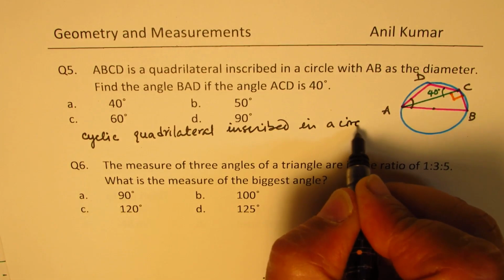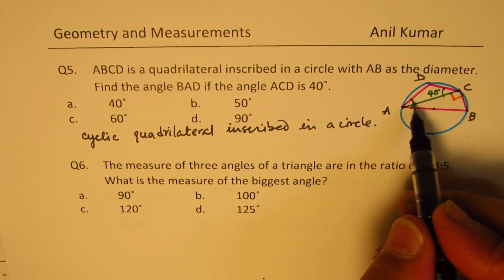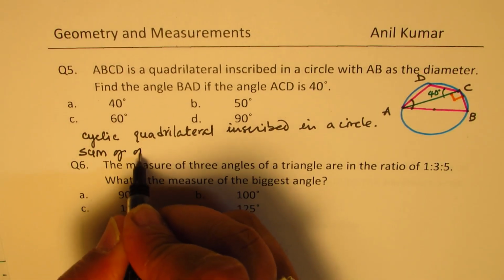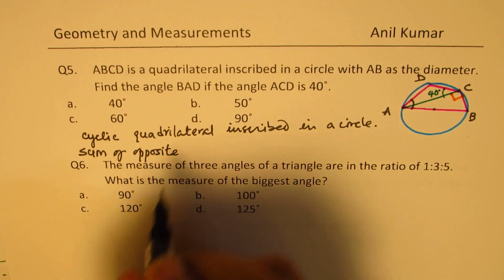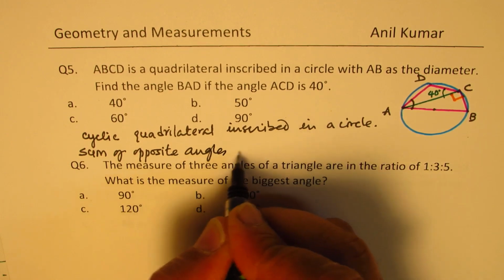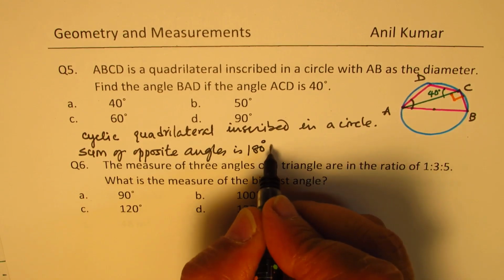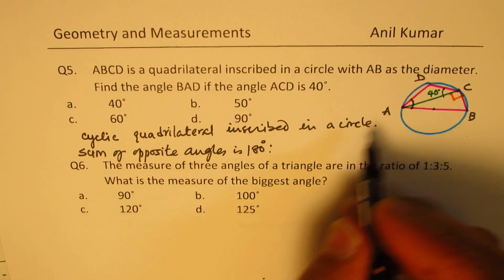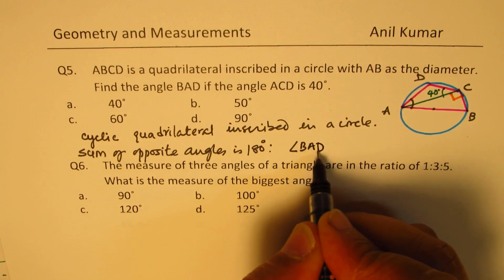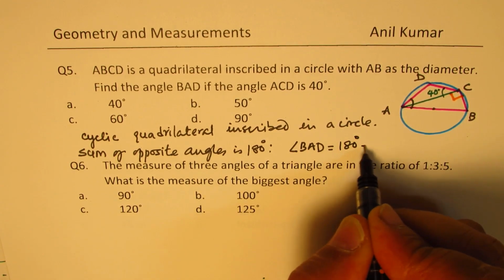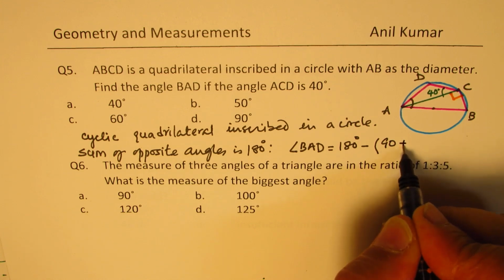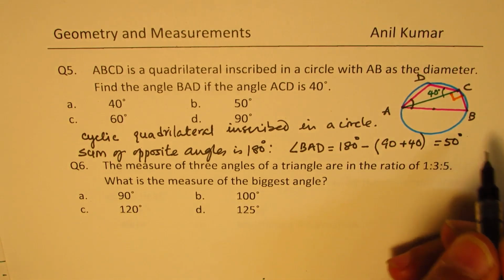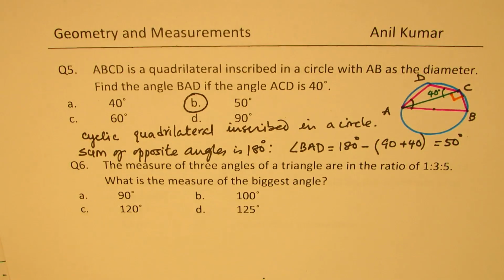inscribed in a circle, right? So the property is that the sum of opposite angles is 180 degrees. So that is the property which we'll use, correct? So we know this is 90 plus 40. So the angle BAD should be equal to 180 degrees, take away 90 plus 40, correct? So 90 take away 40, so that gives us 50 degrees as our answer. So option B is the right option. Clear?